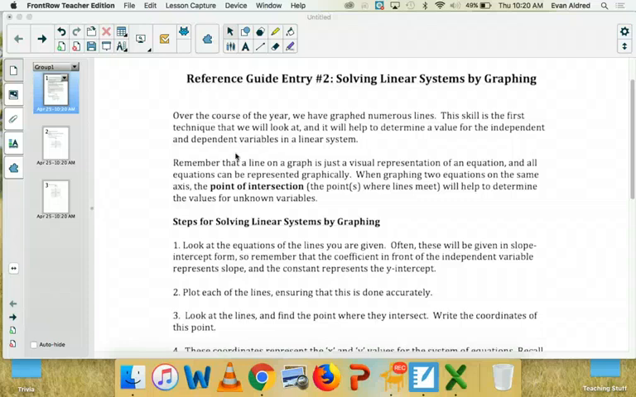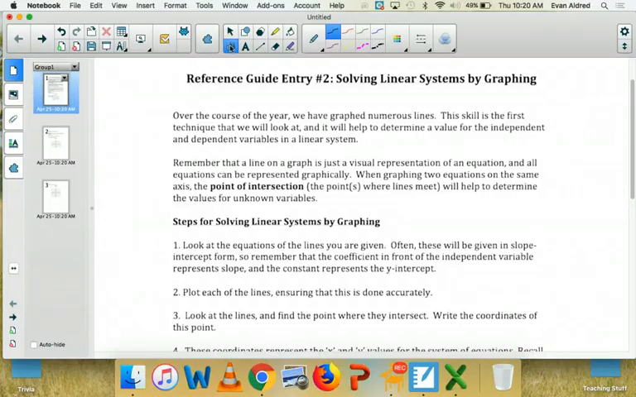This reference guide will look at the first method for solving linear systems, which will involve graphing. Over the course of this year, starting in Unit 5 and certainly a lot in Unit 6, we've looked at graphing lines. What we're going to do now is apply what we've learned and graph lines to find a point of intersection.